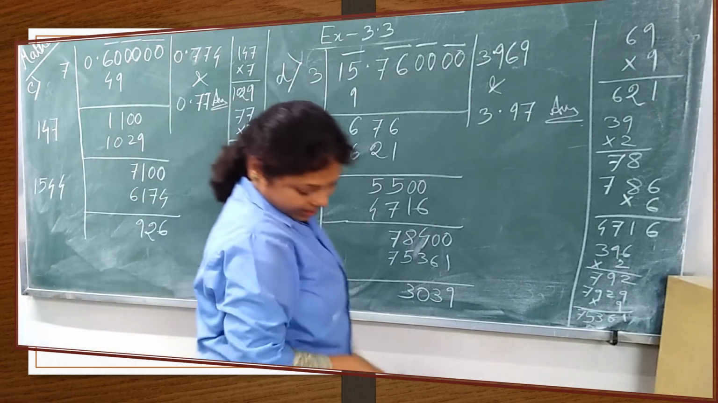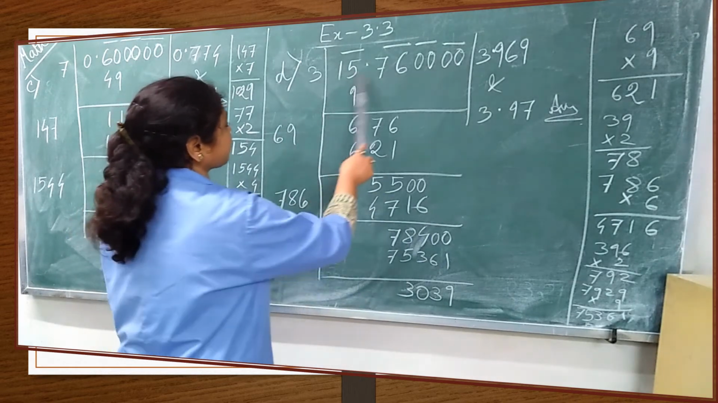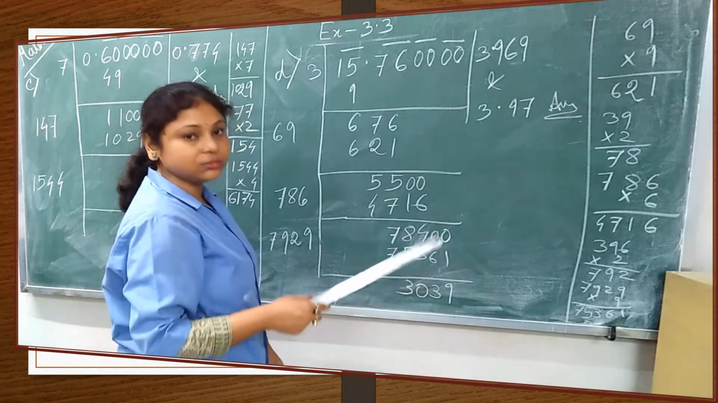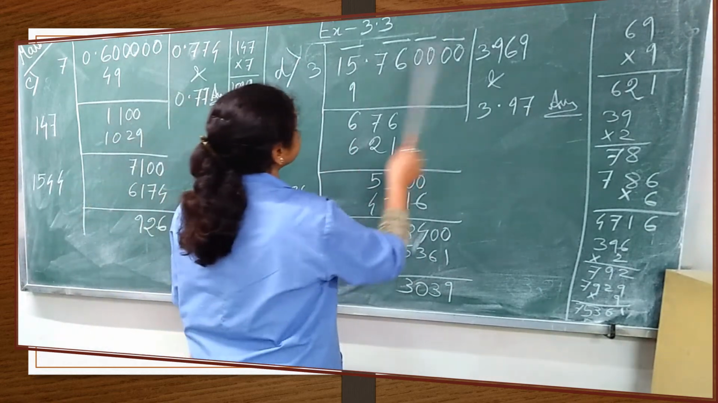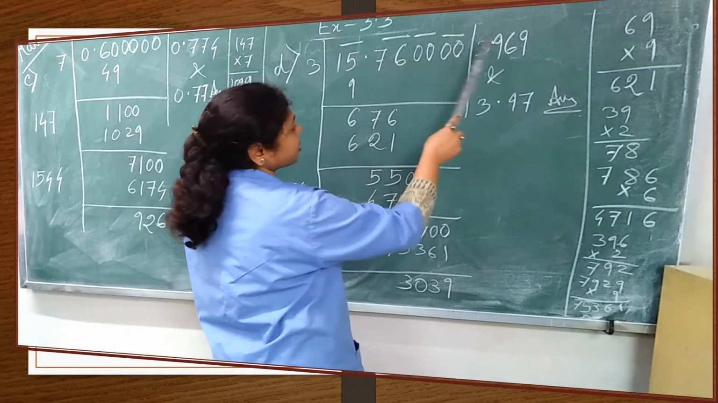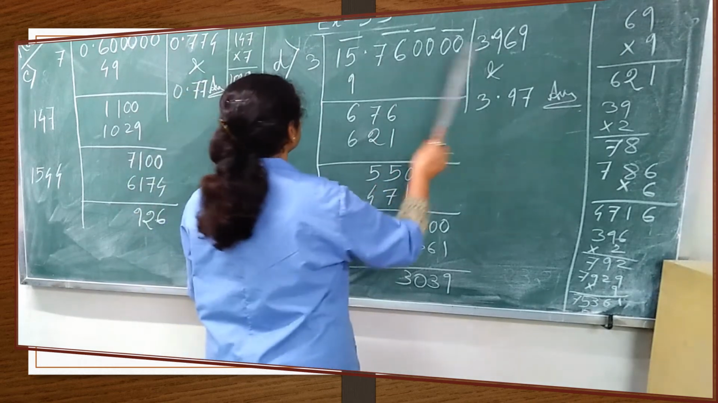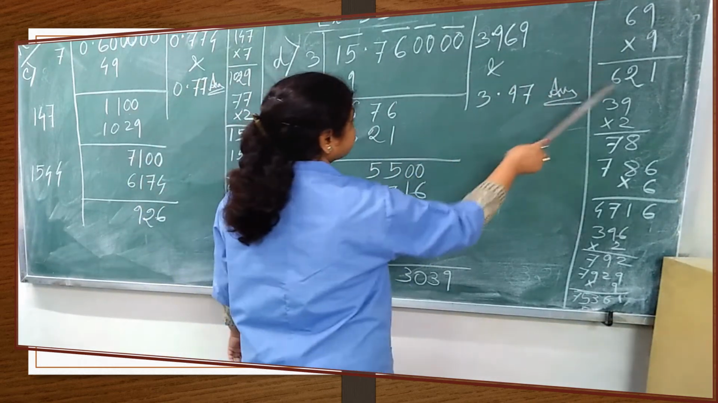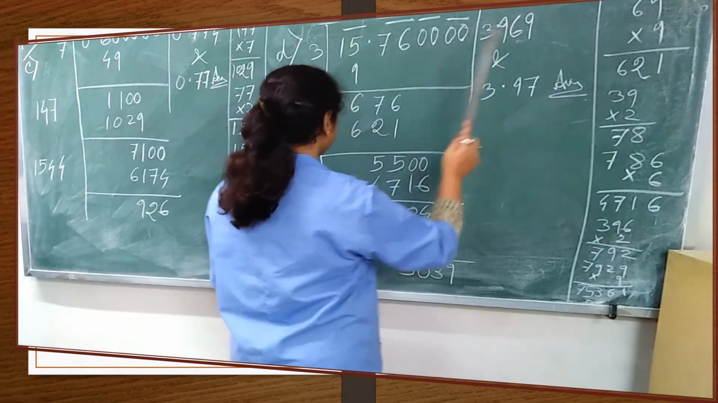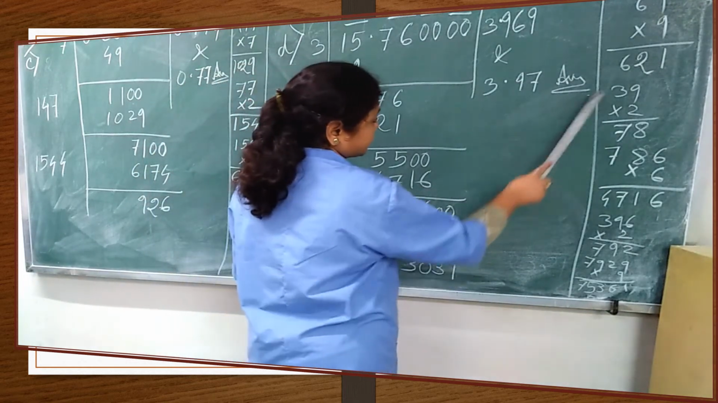Next, number D. Number D is 15.76. So 15.76 and 4 zeros I have taken because I have to give the answer till 3 decimals. 3 threes are 9. It's coming 6 point. You will have to give the point because after 15 the point was there. Then 76 will come down. Then 3 twos are 6. 69 into 9, 621. So I will write over here 9. 9 over there also. Then 39 into 2, 786 into 6, 4716 is coming.